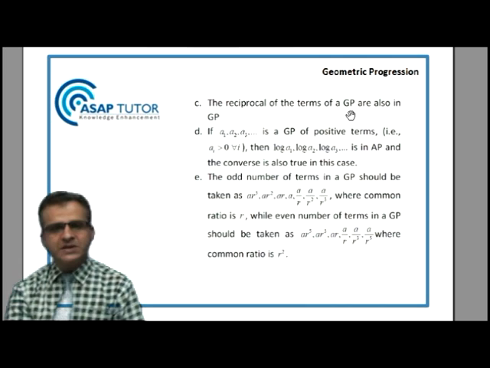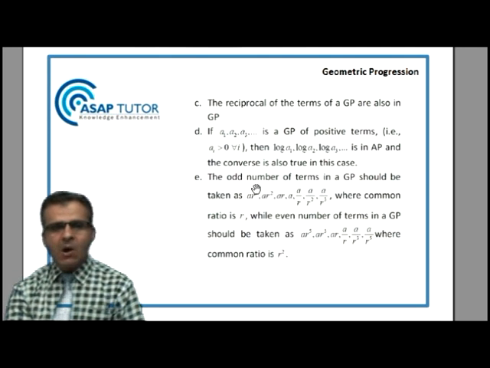The reciprocal of a GP also will be a GP. If we have any progression which is in GP, and we take the reciprocal of the terms, then also it will be in GP. If A1, A2, A3 and so on are in GP, then the logs of these will be in AP, and the converse is not true.